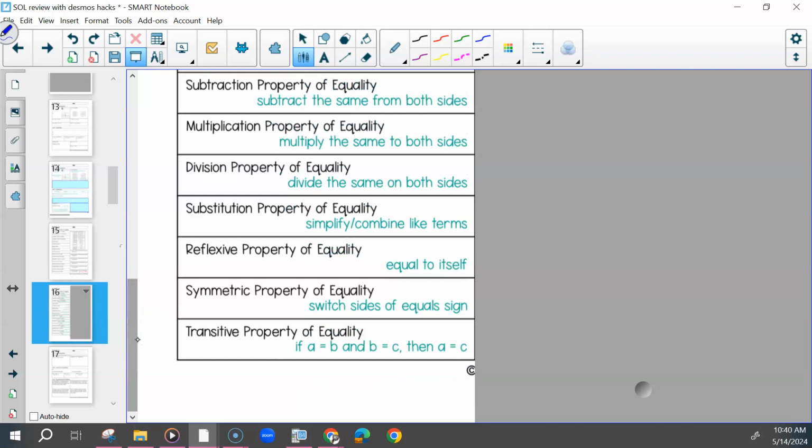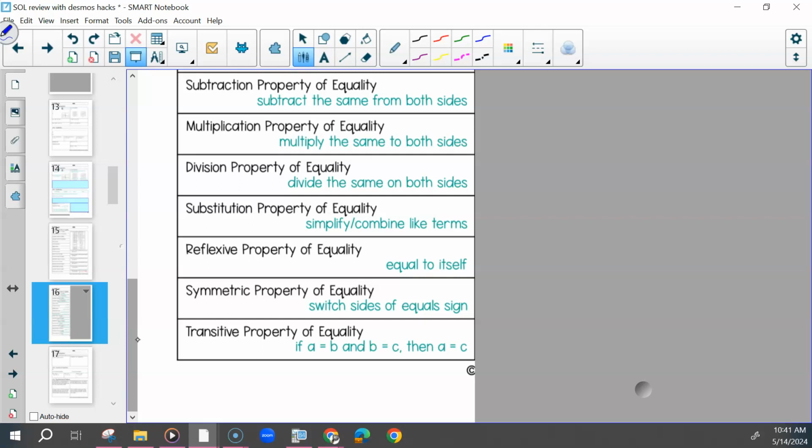Reflexive is equal to itself, so like 5 equals 5, 0 equals 0. Symmetric is like A equals 5 and 5 equals A. It just switches the placement of it. And then transitive is an if-then statement. If this and this, then this. And it depends on what's going on. If you got something like that, it wouldn't be more like 10 through 15, it would be more multiple choice, or drag and drop which of these properties fits whatever happened.